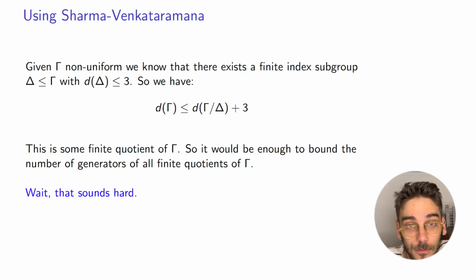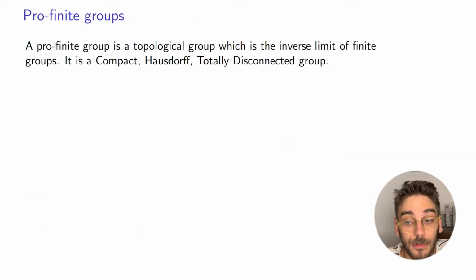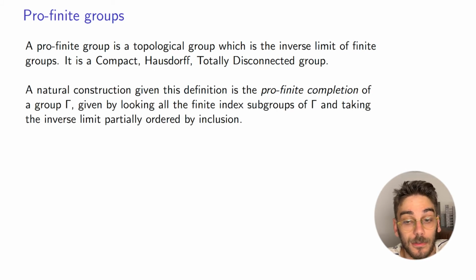But for that, we have what's called the profinite completion of a group. So let me briefly define it. A profinite group is a topological group which is the inverse limit of finite groups. It is a compact Hausdorff totally disconnected group. From that, there is a natural construction which is called the profinite completion of a group gamma. It is given by looking at all the finite index subgroups of gamma and taking the inverse limit of the quotients, which is partially ordered by inclusion.